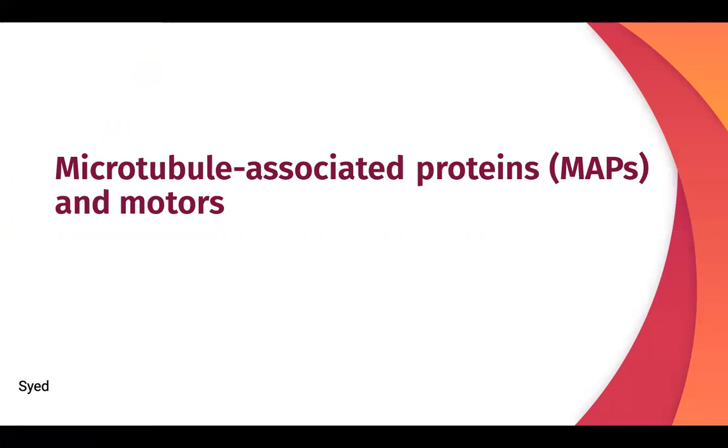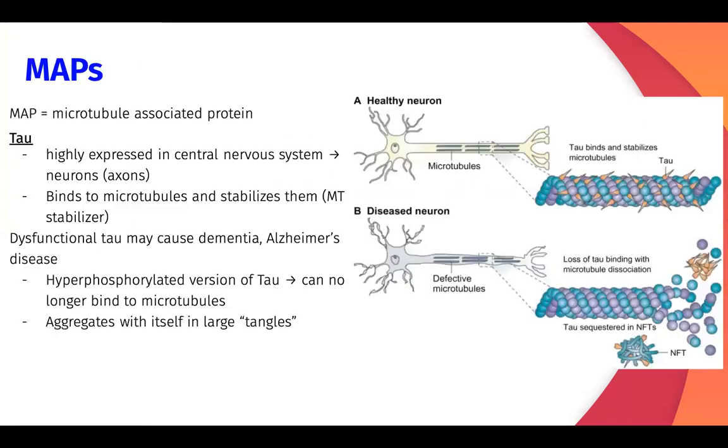Microtubule associated proteins, also known as MAPs, and motors. The example of a microtubule associated protein that we talked about is tau. Tau is a protein that is highly expressed in the central nervous system, in our neurons. So this is brain stuff. Tau binds to microtubules and stabilizes them, so tau is pretty much a natural Taxol. I mean, they're not the same, but similar to how Taxol stabilizes, tau is also a stabilizer.